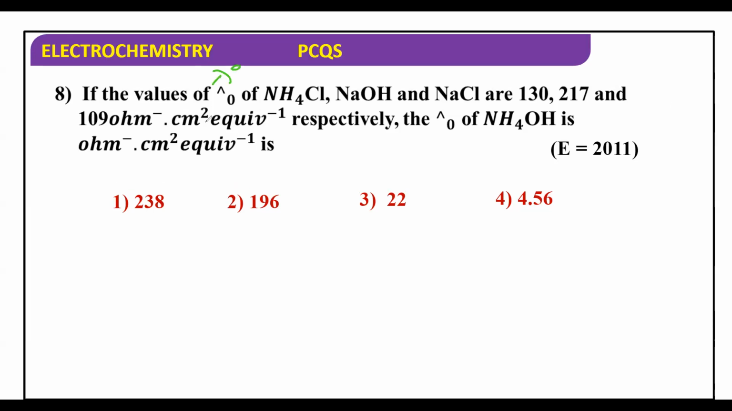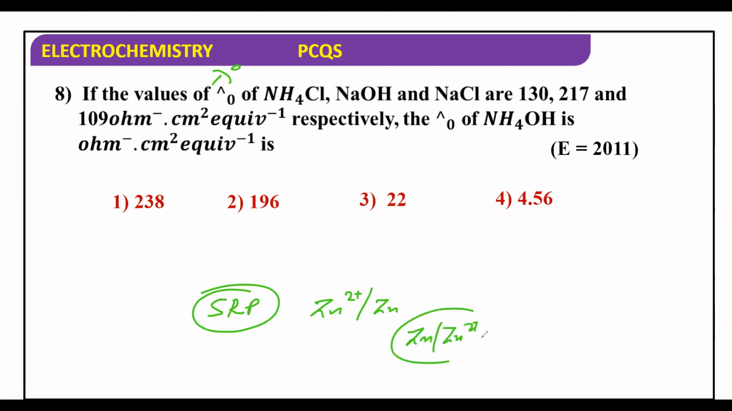Sir, zinc will have negative SRP, right? Zinc has negative SRP. Okay, sir. SRP is negative. Actually, if they had written it like that, then it would have been fine. But they actually gave it as Zn to Zn2+. So this reaction is obviously going to have a positive potential because oxidation is happening here, not reduction. SRP would be negative, so obviously oxidation will be positive.